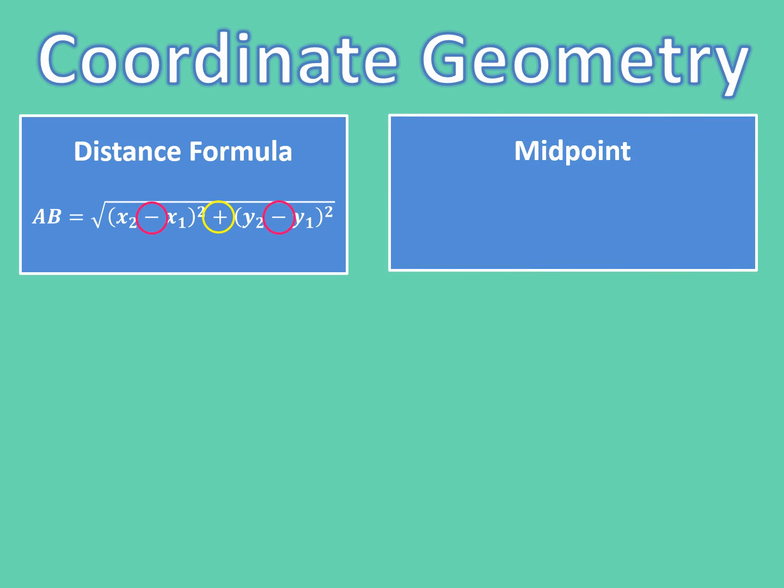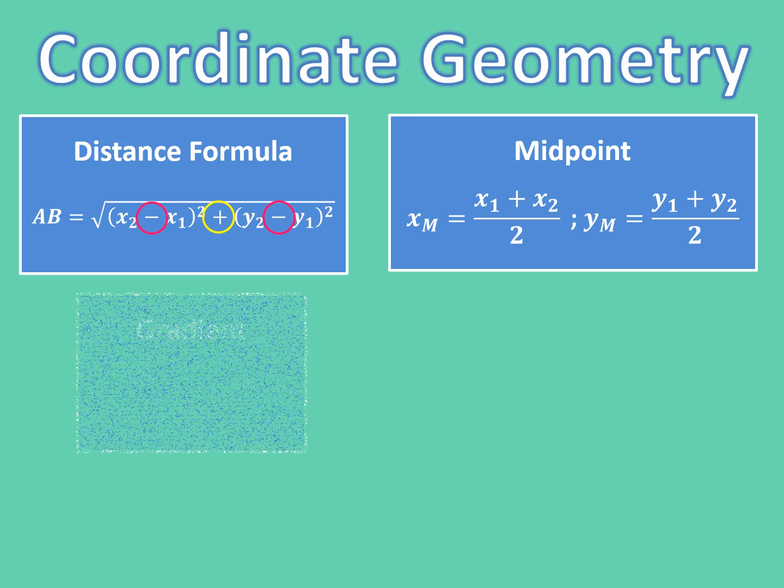Then you get the midpoint of the line segment, and that is just adding the two x values and dividing by 2, and adding the two y values and dividing by 2. And this is the one formula we don't need to see. We're quite happy with the answer only.